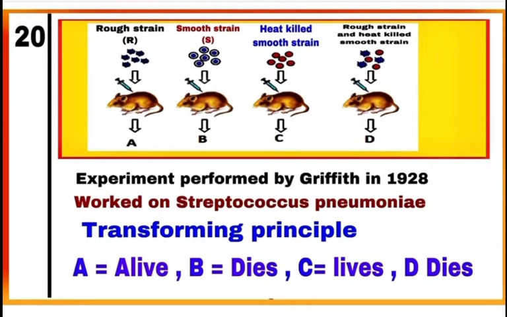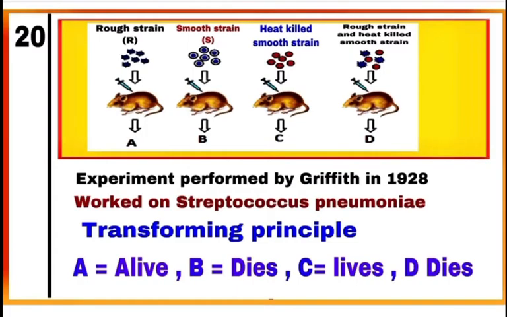In picture A, when rough strain R was injected, the mice remained alive, as R strain is non-virulent type. In B, when smooth strain was injected, the mice died from pneumonia, as S strain is virulent type.